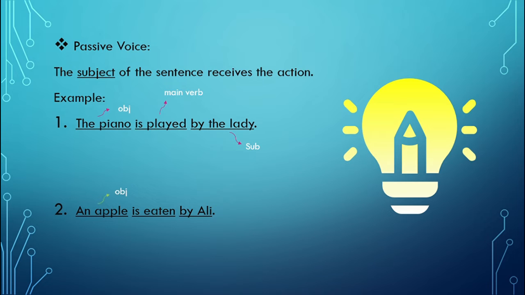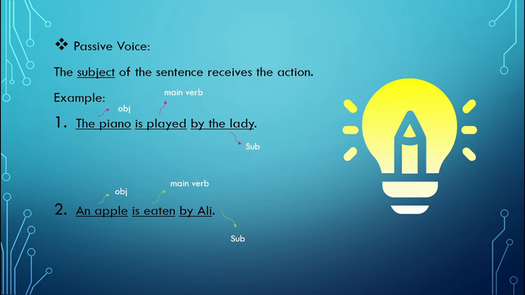Next, we move on. Ali eats an apple. That was the active voice, but here an apple, which was the object, has replaced subject, and now it is coming at the beginning of the sentence, and Ali is now receiving the action. An apple, object, is eaten, auxiliary with main verb, by Ali, subject, which is coming at the end. Here I would like to give you a little hint. Keep in mind that the main verb is always in past participle or the third form in the passive voice.